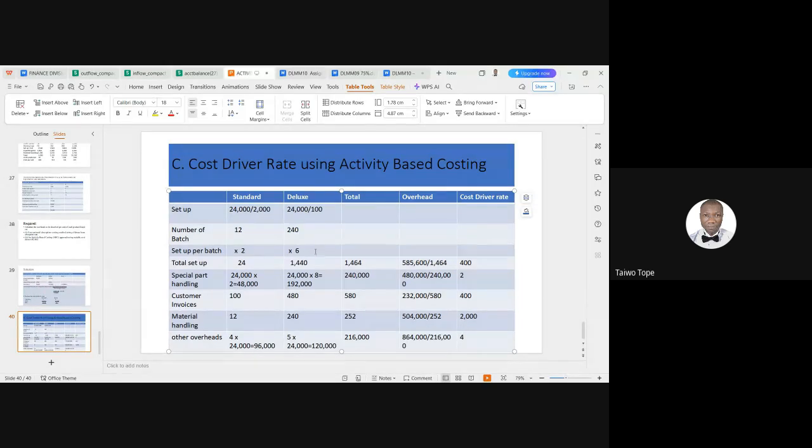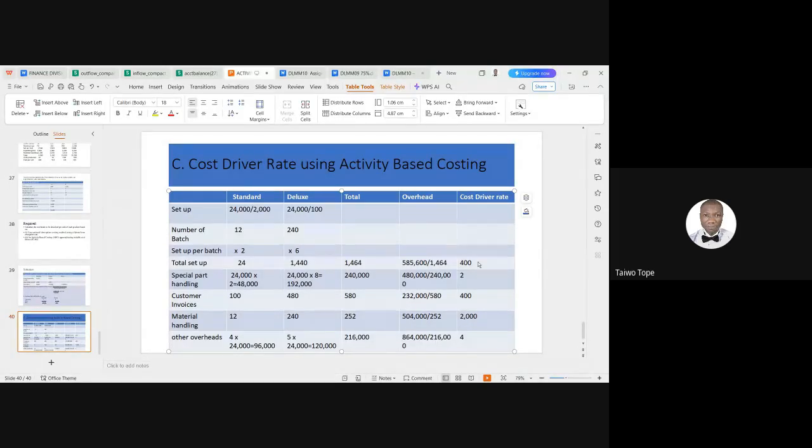Before we show the workings, let's do some brainstorming. Overhead rates per unit. Now, this is the cost driver rate, right? This is the cost driver rate for 1 unit of setup. Yes, for 1 unit of setup.